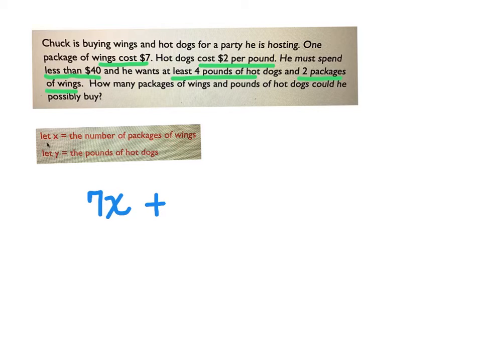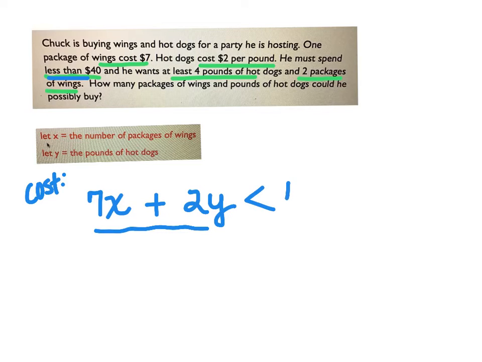Plus, he's going to buy some hot dogs. And those are $2 per pound. So I'm going to say it's $2 times however many pounds of hot dogs he buys. And I called that Y. Now, this is the expression that's dealing with cost. So he wants to spend less than 40. So here's what he's spending right here. He wants that to be less than $40. He can't go over 40 because he's spending $7 per package of wings and $2 per pound of hot dogs, less than 40. So there is one of my inequalities.